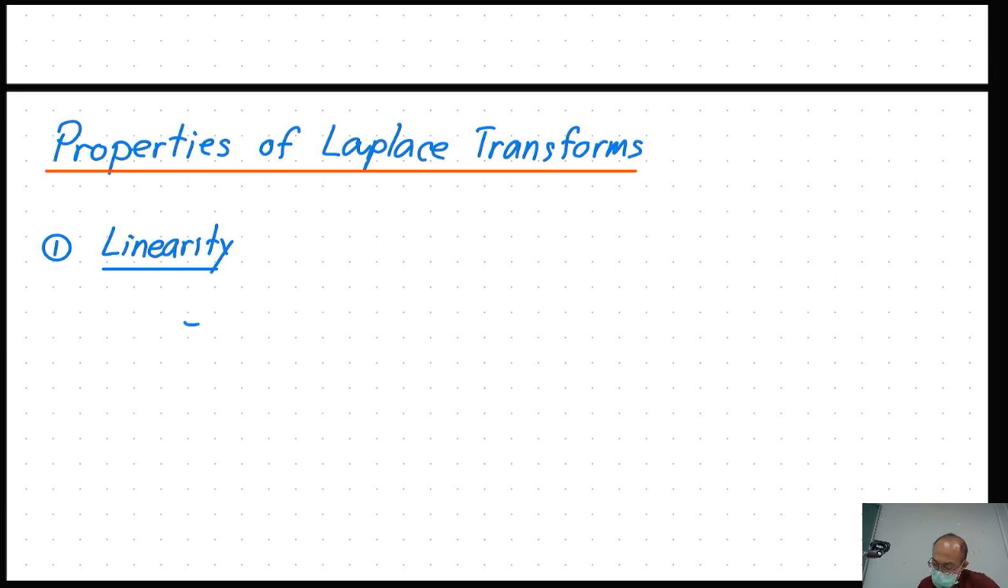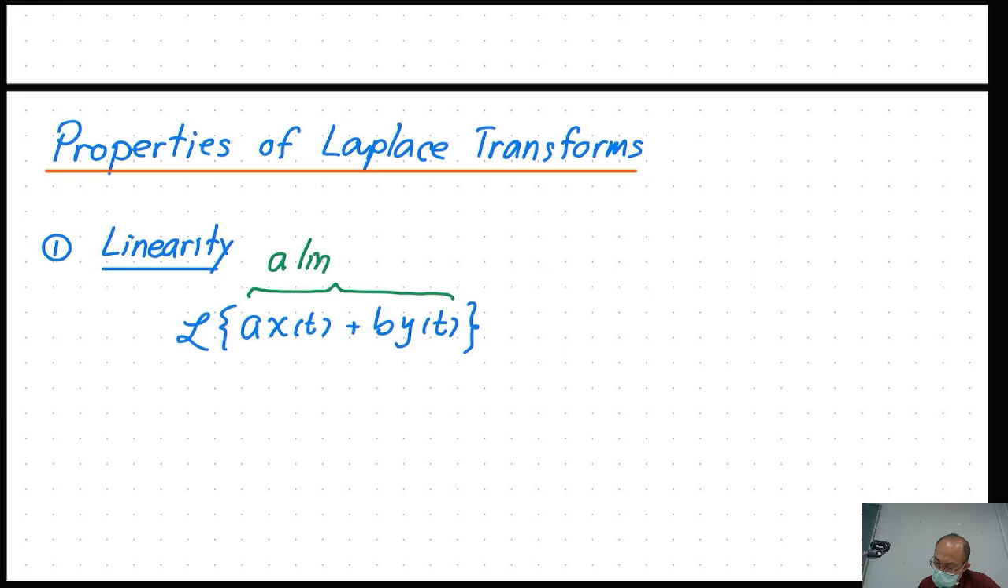Linearity says that if you take a Laplace transform of a linear combination between two signals, this is called a linear combination. Or it is a weighted sum. Sometimes we call it a weighted sum, sometimes we call it a linear combination. Now the result would be the linear combination of the Laplace transforms themselves.